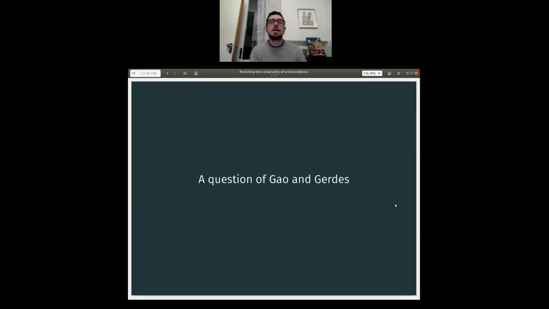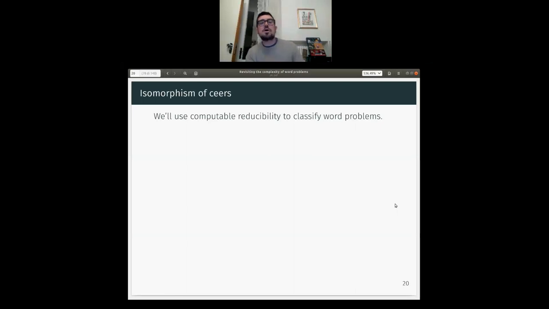Okay. Now let's finally move to our results. Of course, the idea now is to use computable reducibility to classify word problems of recursively presented algebras and try to obtain a new and possibly finer classification than the one that one would typically obtain by being limited to Turing complexity or many-one complexity.